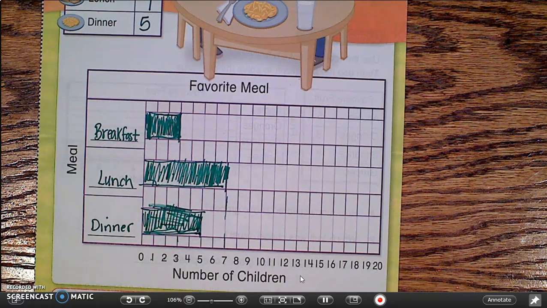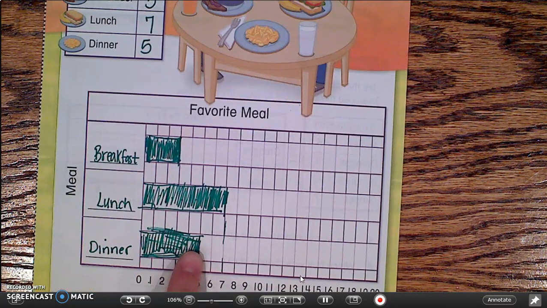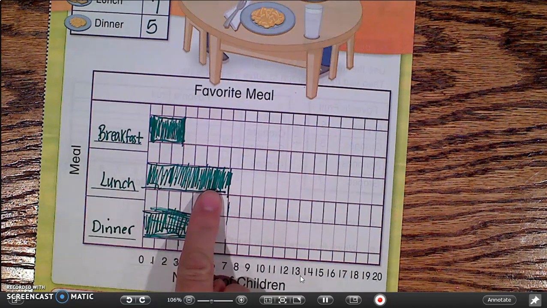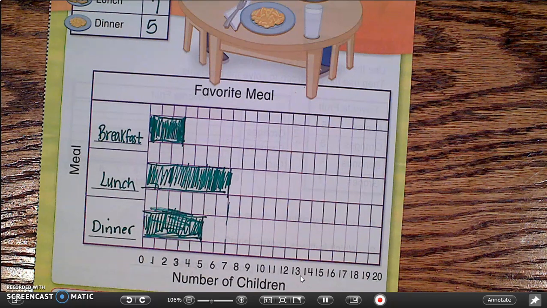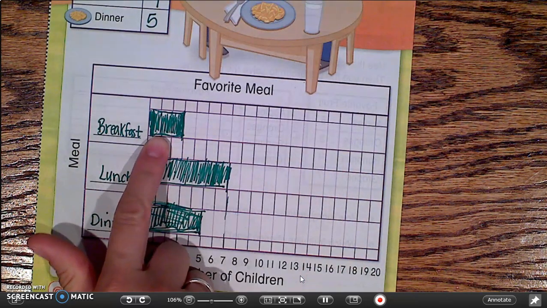Alrighty. Now that we have our data organized in our bar graph, let's do some comparison. Which meal did students like the most? Let's look. The most would be the biggest, longest bar. That would be lunch. Which meal did the students like the least? So the smallest. So compare. That would be breakfast.